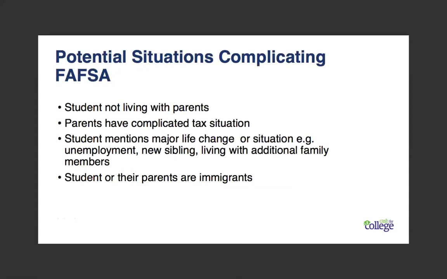So the first slide, potential situations complicating the FAFSA. There are several different ones. These are a few that we find are the most common. Students that are not living with parents, they might be living with their aunt or their uncle or someone in their extended family. Parents that have a complicated tax situation.